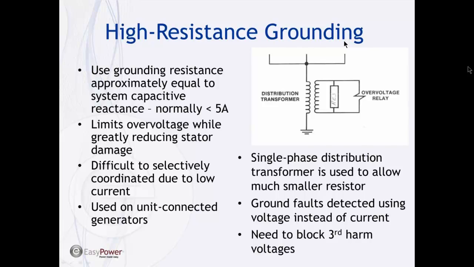So the normal scheme is to put an overvoltage relay here, so that when I do get a ground fault, I get a voltage that appears across the resistor, and then I trip on the voltage. And that works fine, but the problem is there's no way to tell where the fault is on the system. So this is going to operate for a ground fault anywhere on that system. So selective coordination is extremely difficult, if not impossible. So this is typically used, and that's another advantage of the unit connected generators.